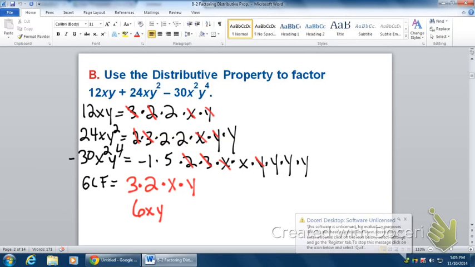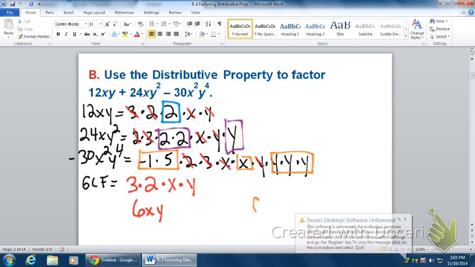So, looks like all I have left is a 2 up top. Now, for my middle term, all I have is a 2 and a 2, and then also I have left a y. Lastly, I have a negative 1 and a 5, and then also I have an x, and also I have 3 little old y's at the end.